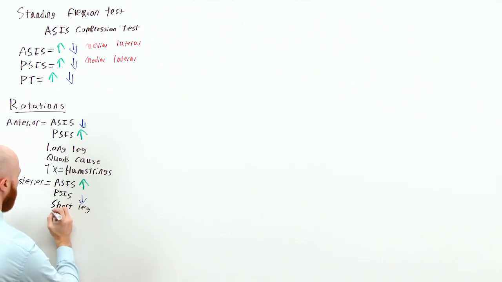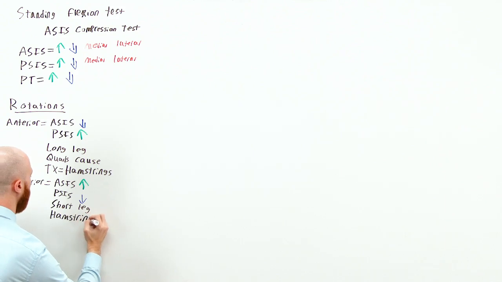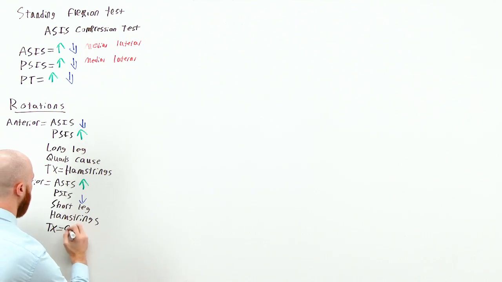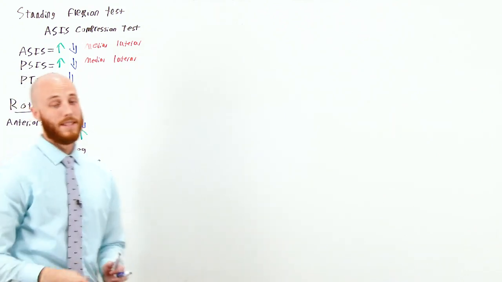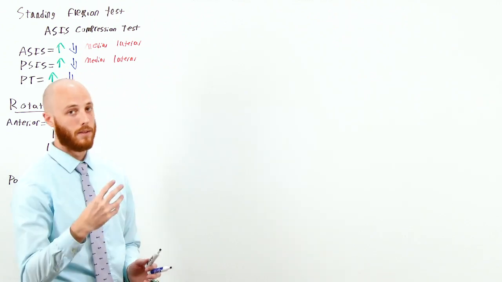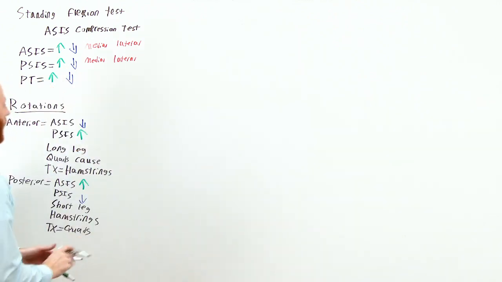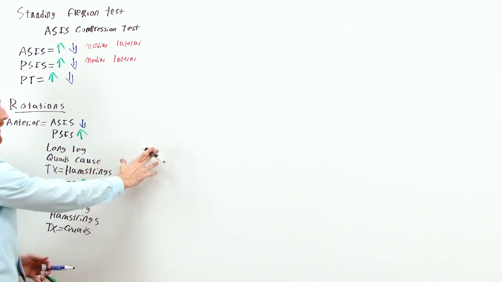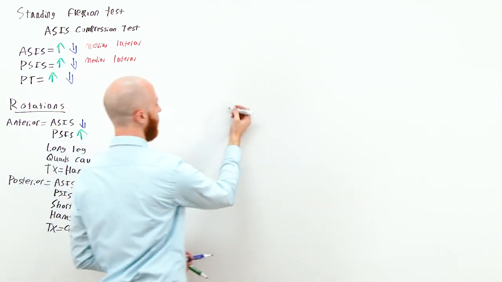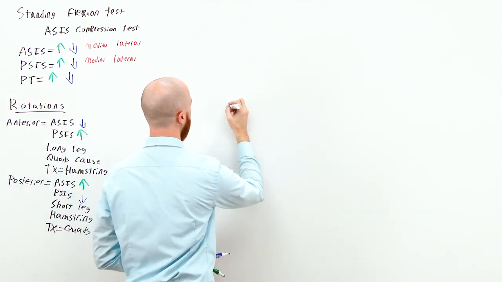It can be caused by the hamstrings, and you can treat it with the quads. It's the exact opposite of the anterior rotation. So you have anterior and you have posterior. So I'm going to leave a gap here so that we can come into some practice questions a little later on. But the next type of dysfunction that you can have is a shear.